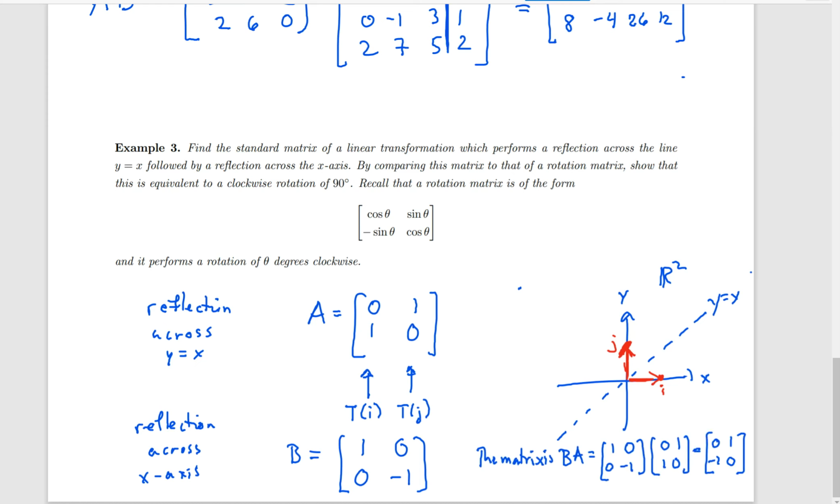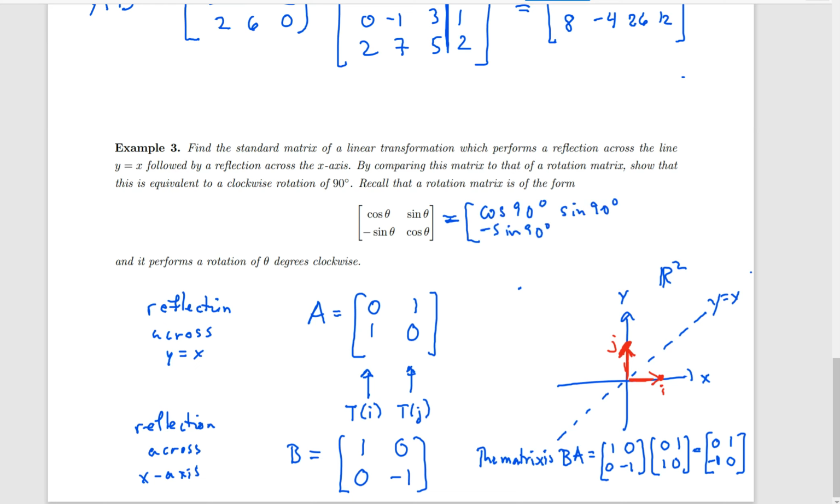Try to do that. You should get this matrix here: 0, 1, minus 1, 0. And if you read the last sentence, it says, by comparing the matrix we just got to that of a rotation matrix, show that this is equivalent to a clockwise rotation of 90 degrees. Then they remind us what a rotation matrix is. All you have to do is look at what a rotation of 90 degrees is, so let's replace theta by 90 and evaluate this.